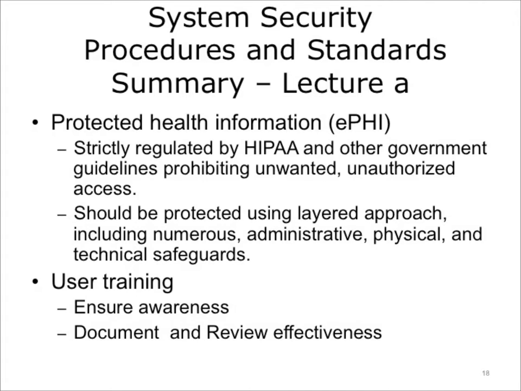This concludes Lecture A of System Security Procedures and Standards. So let's take a moment to recap what we've covered so far. We've talked about the many facets of ePHI regulation, along with various administrative, physical, and technical safeguards available to assist you in protecting your infrastructure. We have discussed that HIPAA, along with additional state and local guidelines, requires healthcare data to be protected from unwanted and unauthorized disclosure. We have identified at least 18 different types of data in health records that are considered identifiable with regard to the federal guidelines.